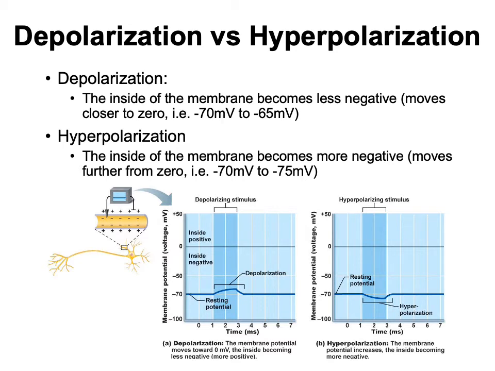Here are just some terms: depolarization versus hyperpolarization. Depolarization means the inside of the membrane becomes less negative. It moves closer to zero. A simple example is it'll go from resting membrane potential of negative 70 millivolts to negative 65 millivolts. Hyperpolarization is the opposite. The inside of the membrane becomes more negative. It moves further away from zero. So the example would be at resting membrane potential of negative 70 millivolts, hyperpolarization could move it to negative 75 millivolts.